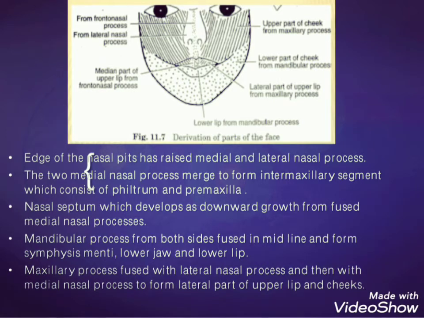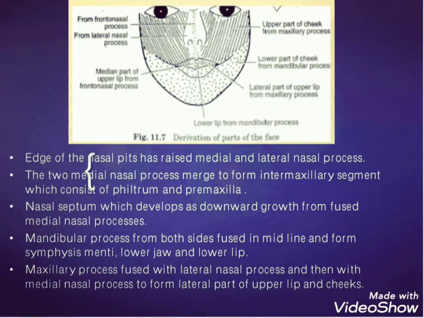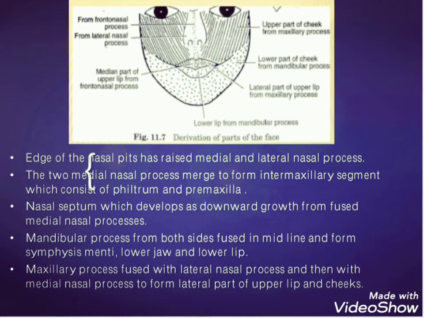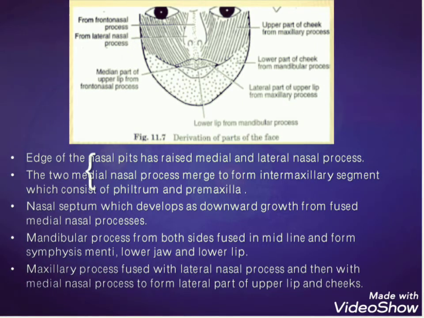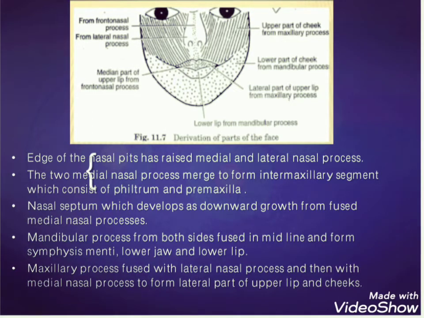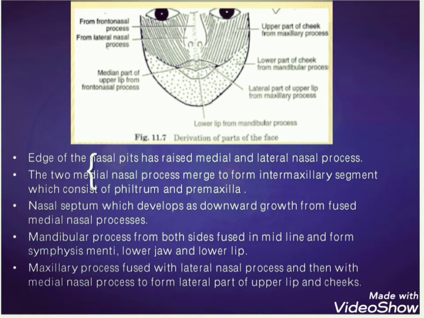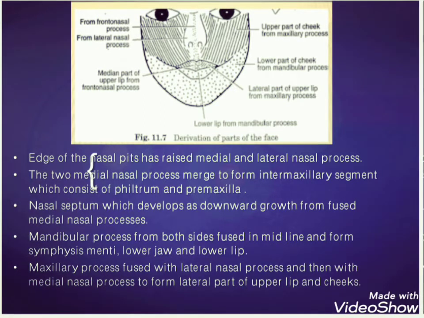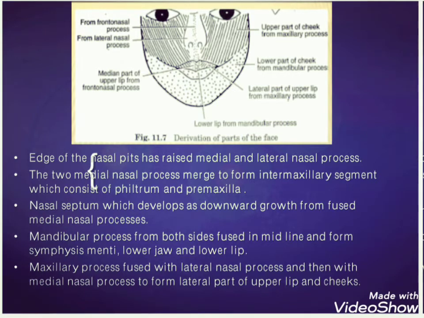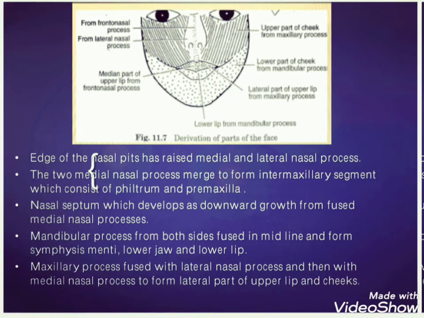The nasal septum develops as a downward growth from the fused median nasal process. Mandibular processes from both sides fuse in the midline and form the symphysis menti, lower jaw and lower lip. The maxillary process fuses with the lateral nasal process and then with the median nasal process to form the lateral part of the upper lip and cheeks. This diagram represents the derivation of the parts of the face.